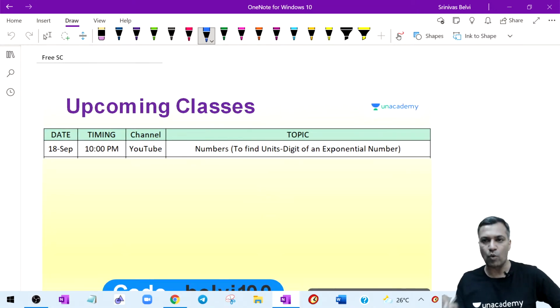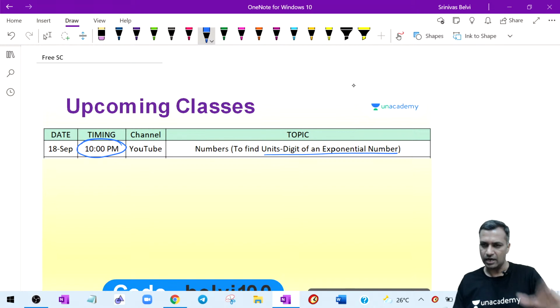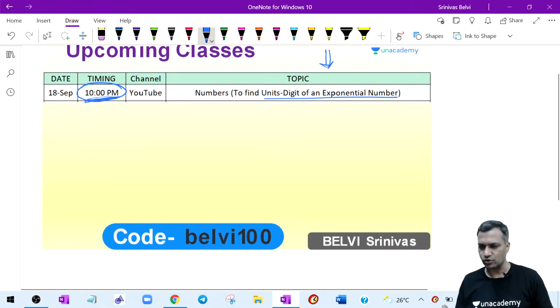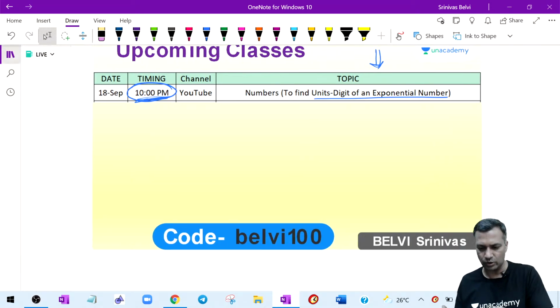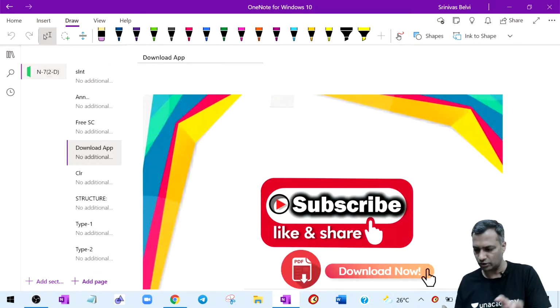Tomorrow I'll be doing only one lecture, that's at 10 p.m. How to find the unit digit of an exponential number. We will look at that particular model. And along with this, we will also look at this. Therefore, it may also become a short lecture. And if I can add something to that agenda, let me also add something to that particular agenda. So this is the only lecture for tomorrow, that is Saturday. So just note that down. So there will not be an afternoon lecture tomorrow. There will be only a late evening lecture tomorrow.